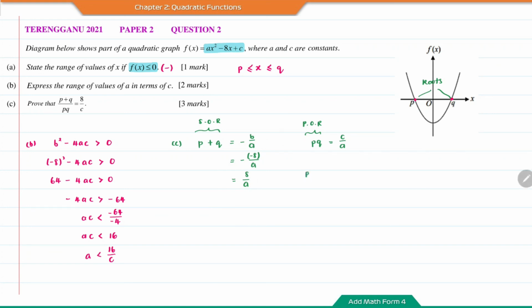So P plus Q divided by PQ is the same as 8 over a divided by c over a. So here we can write it in the form of multiplication. So we're going to invert the c over a. This will become a over c. Then we can cancel the a. Therefore, P plus Q over PQ is equal to 8 over c. Therefore, we have proved that P plus Q over PQ is equal to 8 over c.